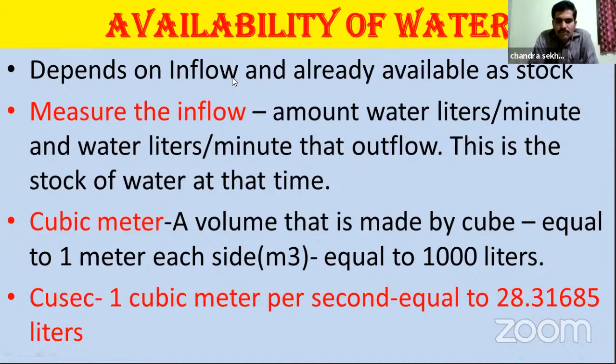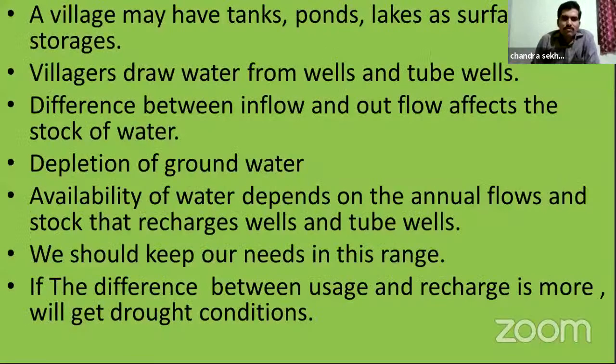Cusec: 1 cubic foot per second is equal to 28.31685 liters. This is called cusec. So in the rainy season, when the rivers are overflowing, thousands and lakhs of cusecs of water are going into the sea. At that time, to measure the flowing water, we use cusecs. So by using these two parameters, we give information about water. So this is about the availability of water.